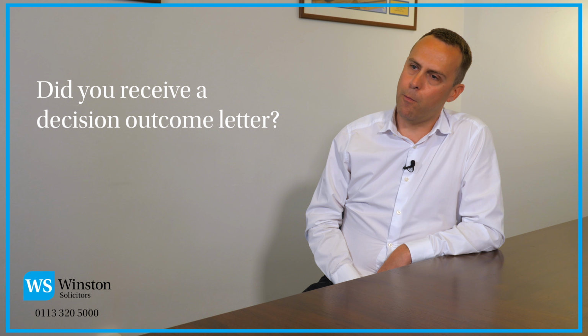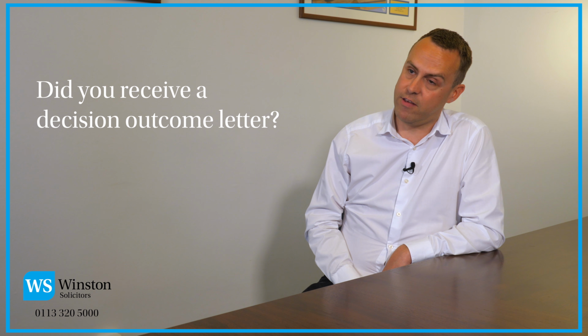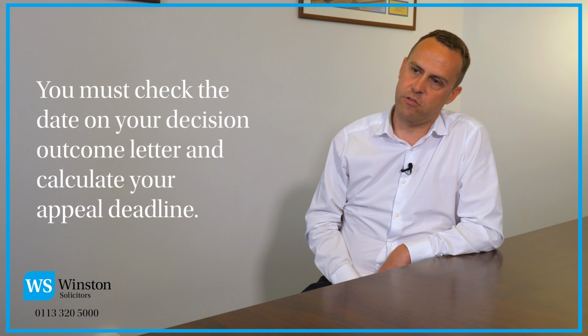The starting point is that you should have received a decision outcome letter from the Integrated Care Board, the ICB, the health body that's made the decision of ineligibility in your loved one's case. I can't stress enough that the most important thing to do to begin with is to check the date on the decision outcome letter and calculate your appeal deadline.